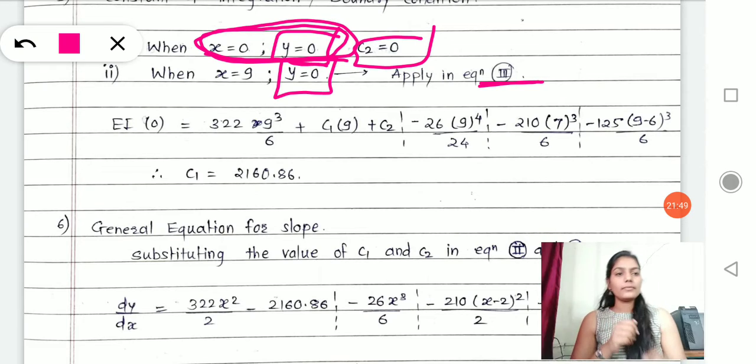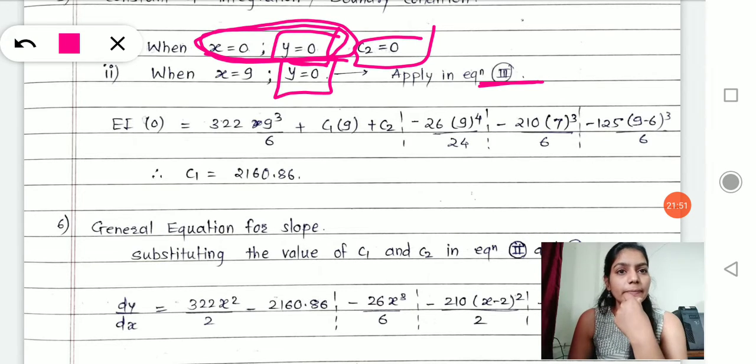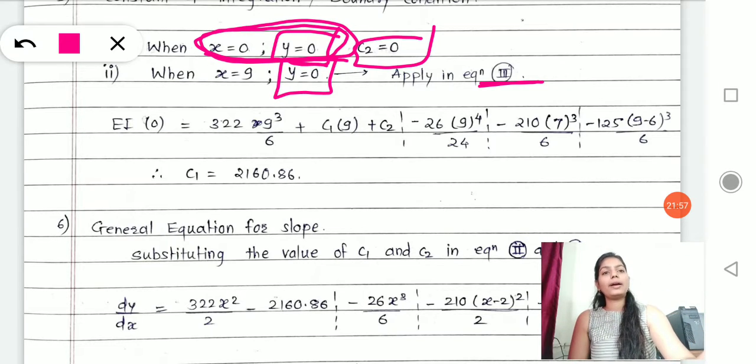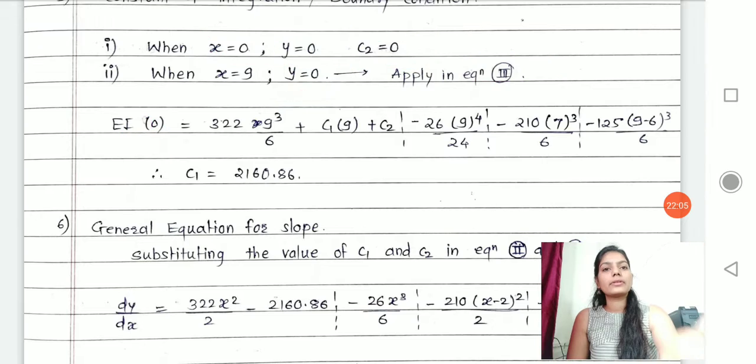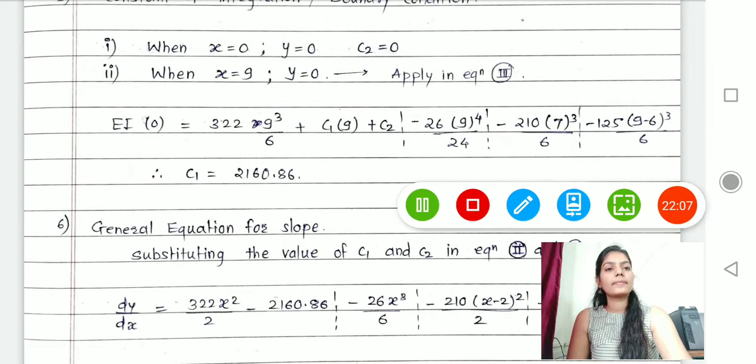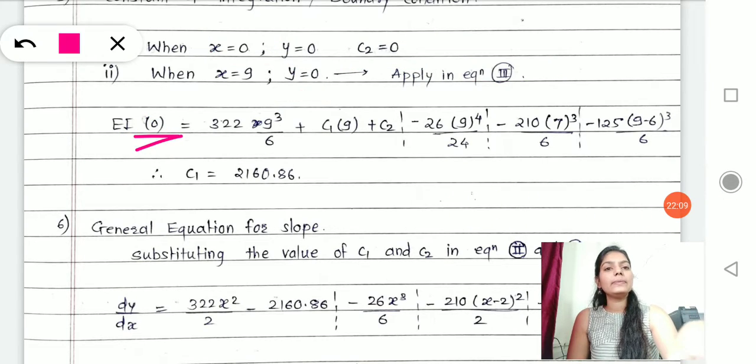Okay. Now next, x is 9 meter, and y equals 0. Apply this in equation number 3. I have shown it over here. Y is 0, x is 9 meter.